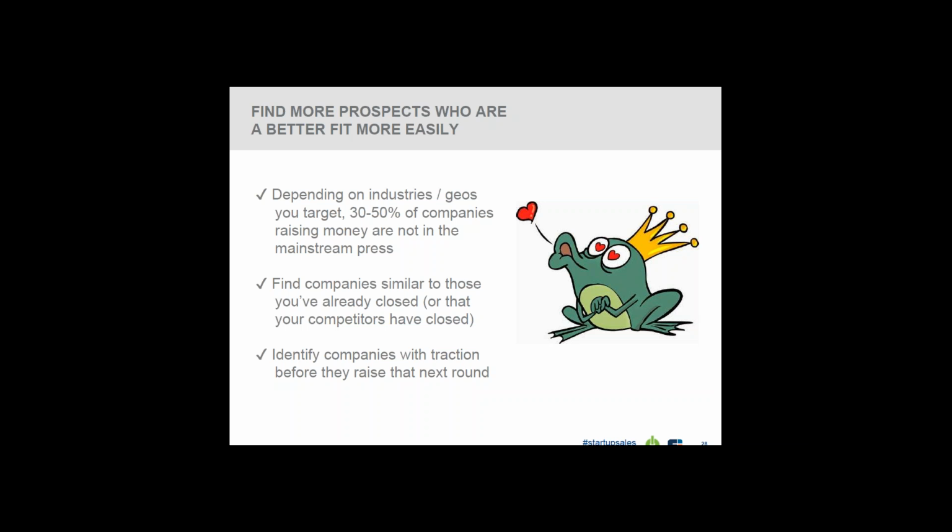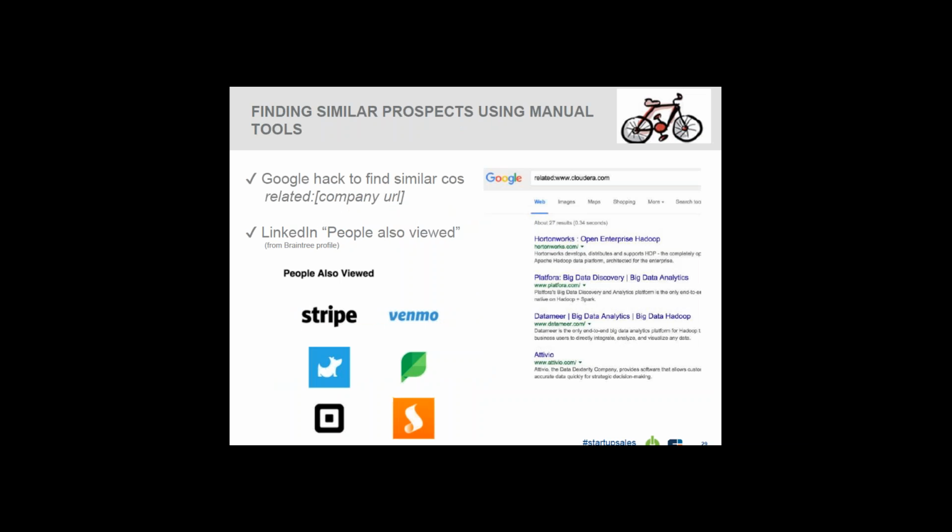And then the third thing is, how do you identify companies with traction before they raise that next round of financing? As soon as it hits the newsletters and the blogs, everybody's calling. So is there a way to find those companies a bit earlier, before they're getting inundated with all sorts of offers from your competitors and other providers of products and services? So how do you find similar prospects using manual tools? On the bicycle, on that spectrum, what are you going to use here?